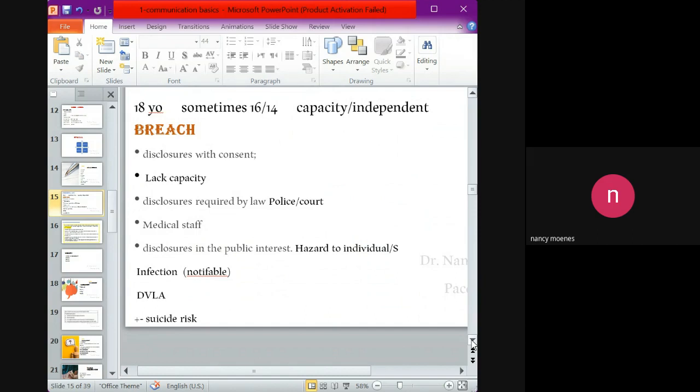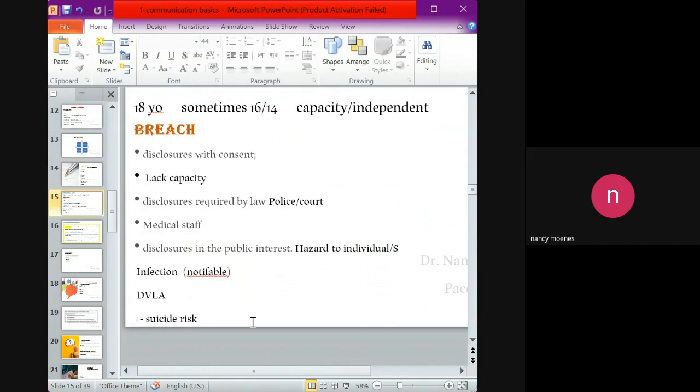And also the suicide risk. Let's talk about this a little. Infection: if he has meningitis, I should notify. If she has any infection, I should notify. He may tell you, no, I don't want anyone to know. We will not confront him, but we will tell him that it's very dangerous, and the assurance is that it will be anonymous. We will not tell your name, we will just inform that there is a case. This is one. What about DVLA?